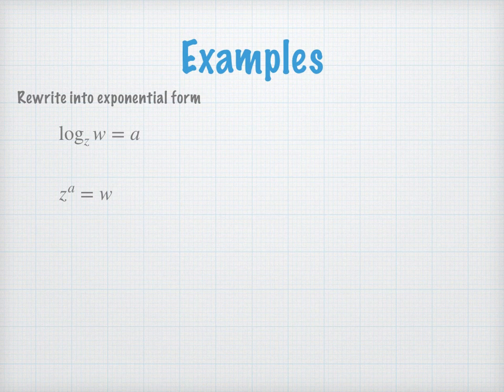Notice in the logarithmic form, w was on the same side of the equal sign as z is, and a was on the opposite side of the equal sign. Once we're in the exponential form, a and w switch. So a is now on the same side of the equal sign as z, and w is on the opposite side of the equal sign. The biggest thing to keep in mind is your base always stays the base.